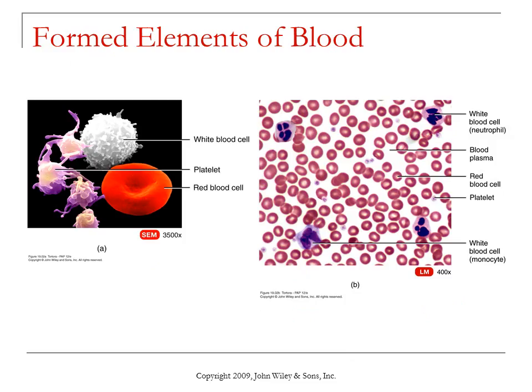The form element of the blood, as I've discussed earlier. So this is just a diagram showing us the different form element of the blood. So that represents the white blood cell, and the structure of the biconcave disc, which is the red blood cell, and the platelets.